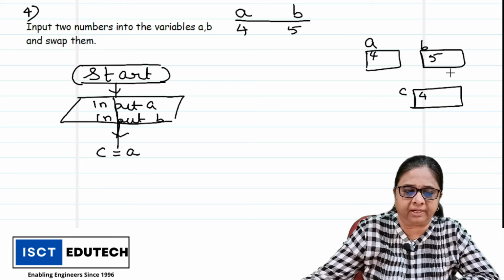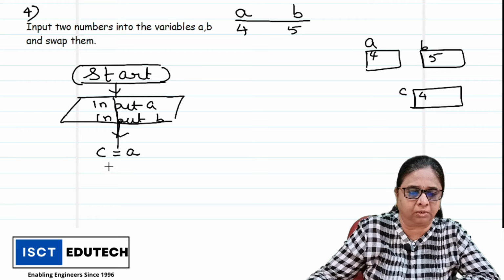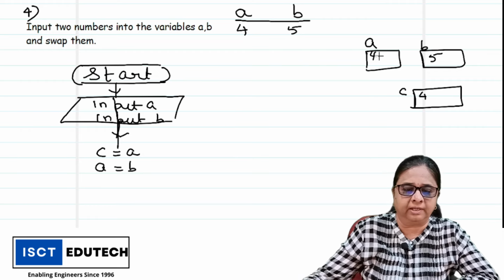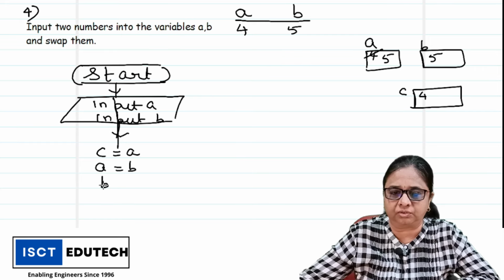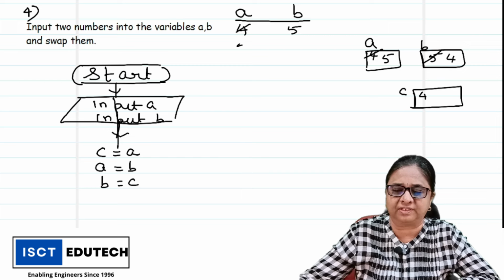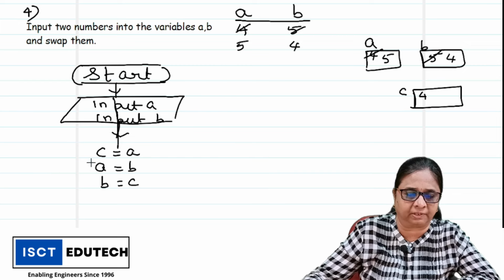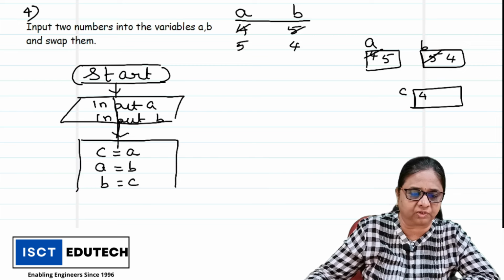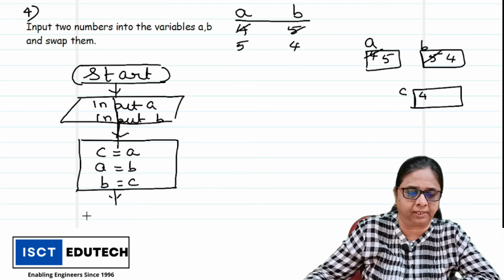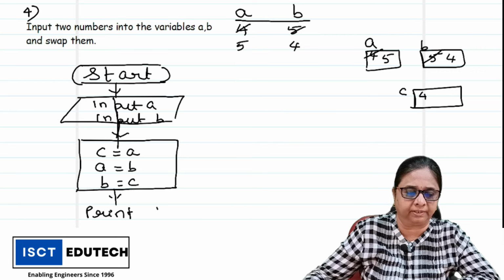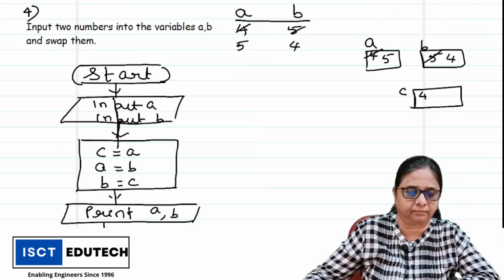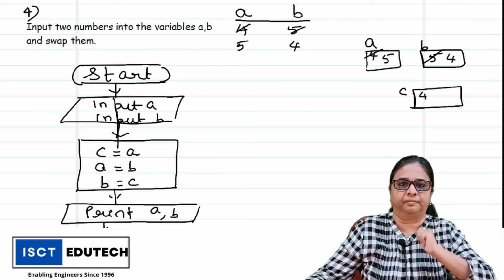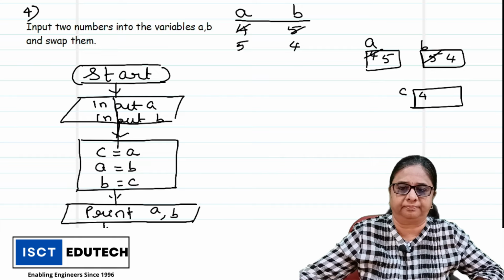Now, transfer B to A. Who is receiving? A is equal to B. A becomes 5. Now, send this C to B. So, B equals C. So, this becomes 4. So, A and B are now 5 and 4. C, you ignore it. It is just a temporary variable we have taken only for the purpose of swapping. So, print only A and B and stop.